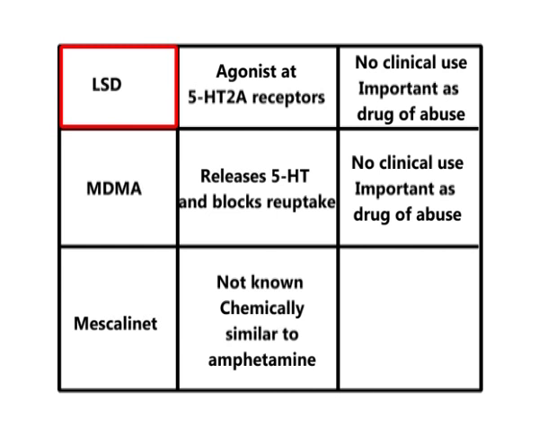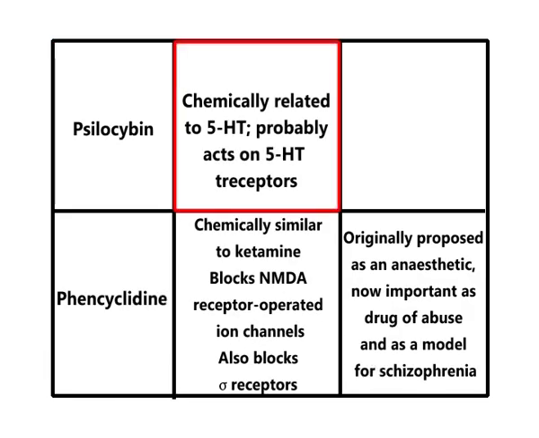Table 1. LSD is an agonist at 5-HT2A receptors, and it has no clinical use but is used as a drug of abuse. MDMA releases 5-HT and blocks reuptake. It has no clinical use but is important as a drug of abuse. Mescaline is not known chemically but is similar to amphetamine. It has no clinical use. Psilocybin is chemically related to 5-HT but probably acts on 5-HT receptors. It has no clinical use.